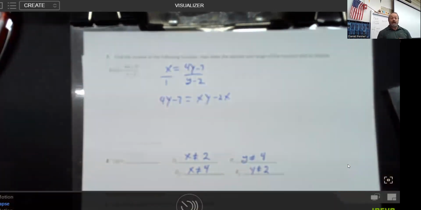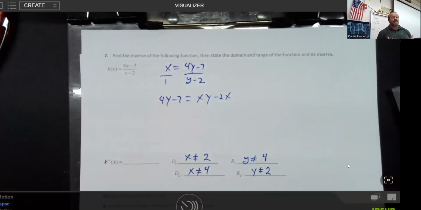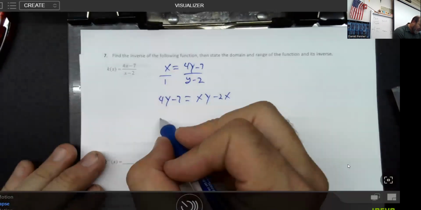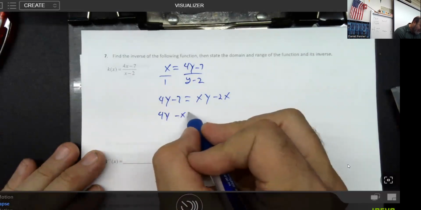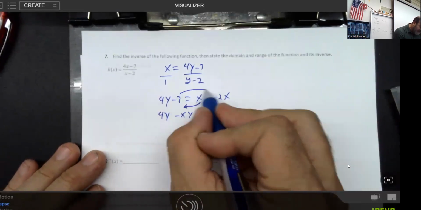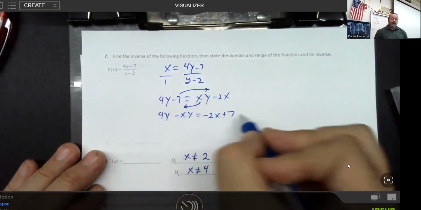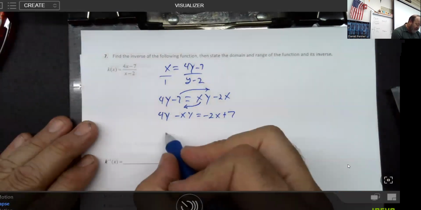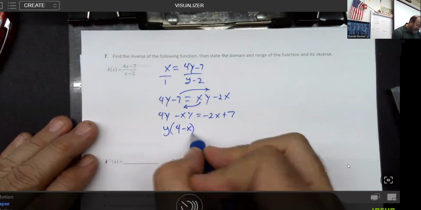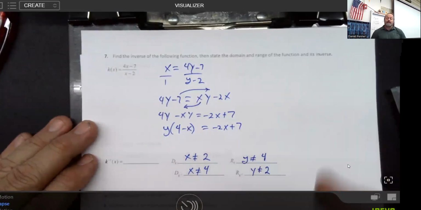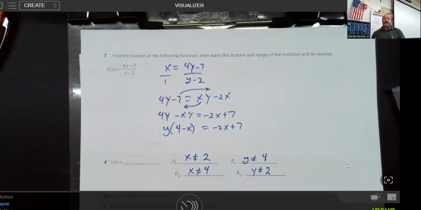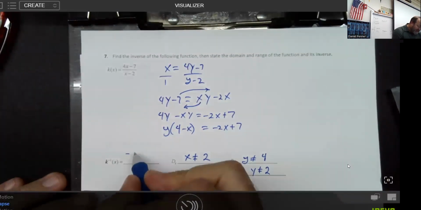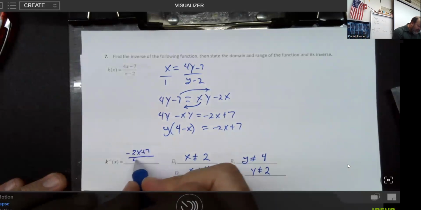Now, that achieved a very good thing because I no longer have a fraction, but unfortunately, if I want to get y by itself, I now have y on both sides. So we're going to move some things around. I'm going to move this xy to this side and this 7 to that side. Now everything that involves a y is on the left side and everything that is not with a y is on the right side, because now I can factor the y out. Then the only thing left to do is divide both sides, and y would be by itself. That leaves me with a final answer of -2x plus 7 over 4 minus x.